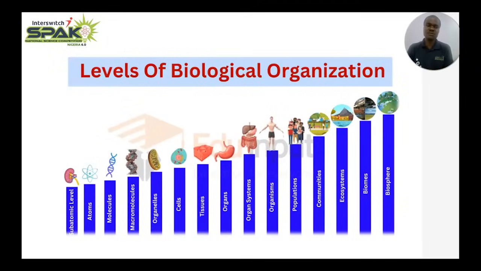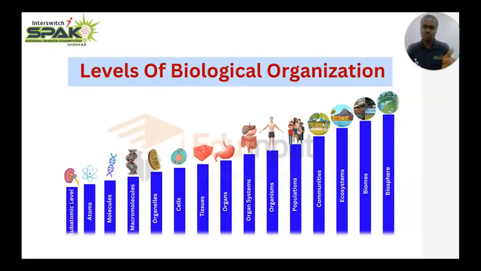Now, these are the various levels of organization. Of course, we can see where we have atoms coming together to make molecules. Molecules come together to make macromolecules. Organelles come together to make cells, cell to tissue, until you get to a whole organism.